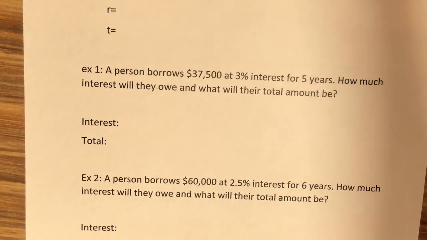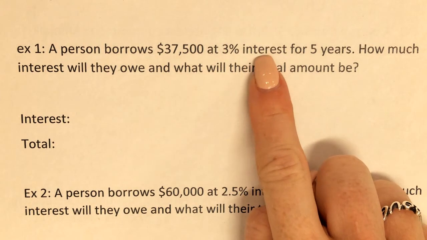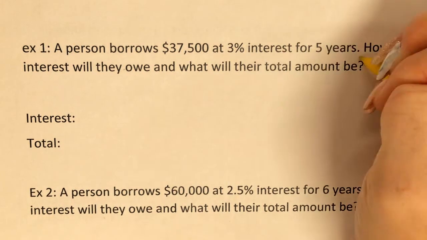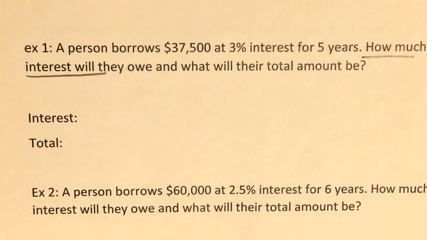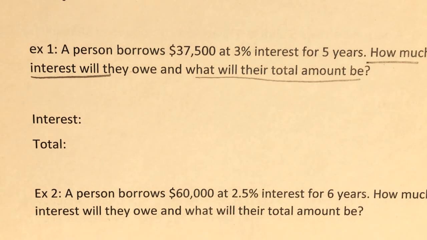So everybody look at example 1. A person borrows $37,500 at 3% simple interest for 5 years. And if it just says interest, it always means simple. Okay? How much interest will they owe? So that's the first question. How much interest will they owe? What's the second question? What will their total amount be? So that's the piece we're adding in today, is taking it that step further.